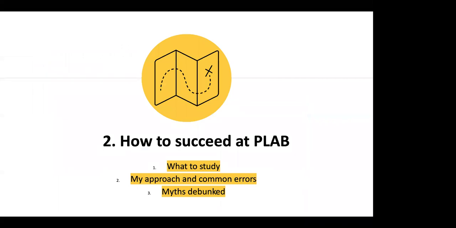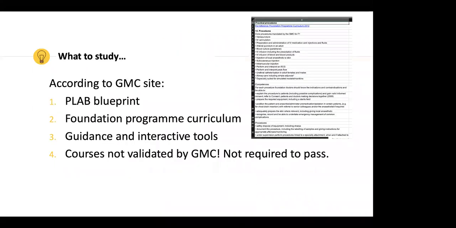Okay, so moving on, in terms of how to succeed at PLAB, we'll go through what to study, my approach, some common errors, and a few myths. In terms of what to study, I found it was really useful on the GMC website. There's something called the PLAB blueprint. It can come in the form of an Excel document or Word document. I prefer the Excel document. It's very comprehensive, with a list of all the procedures and medical topics which may be tested.